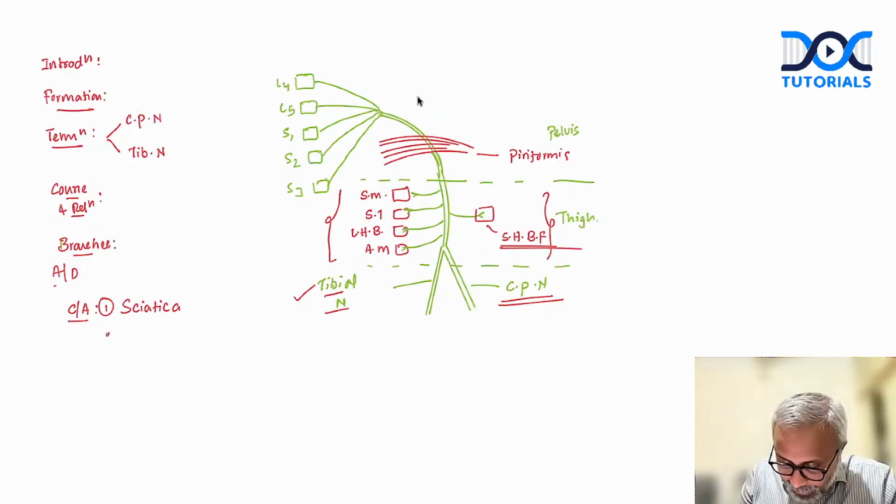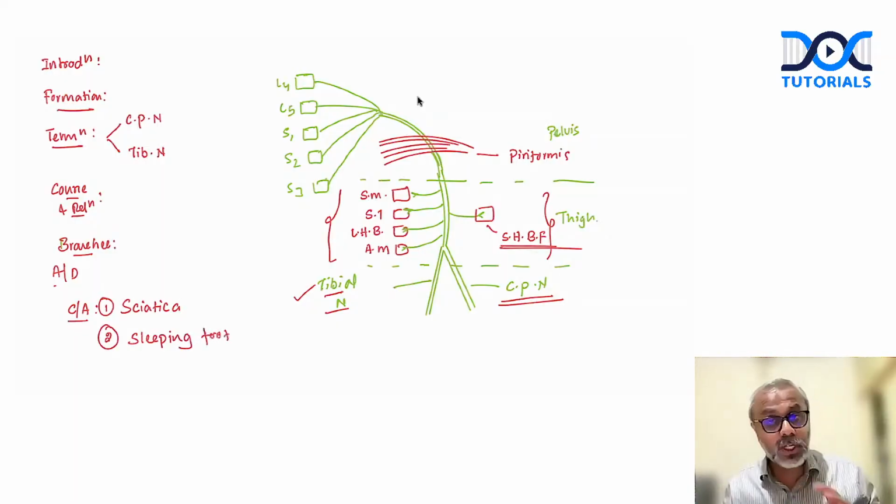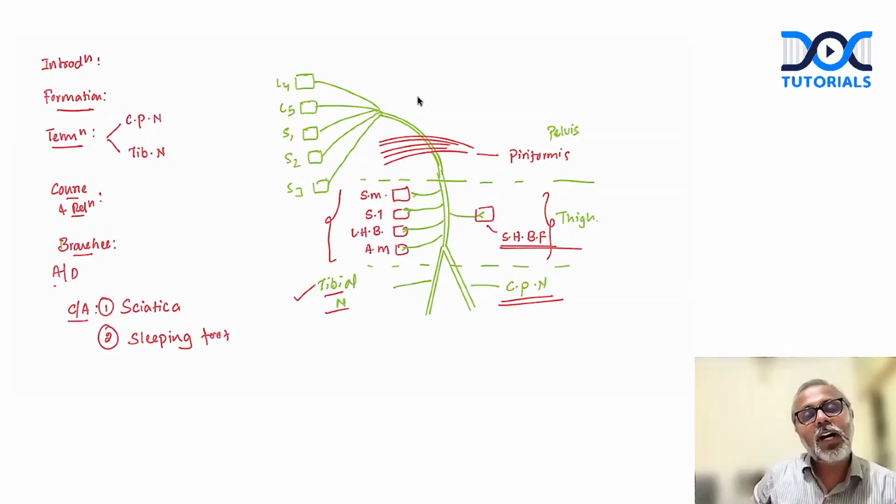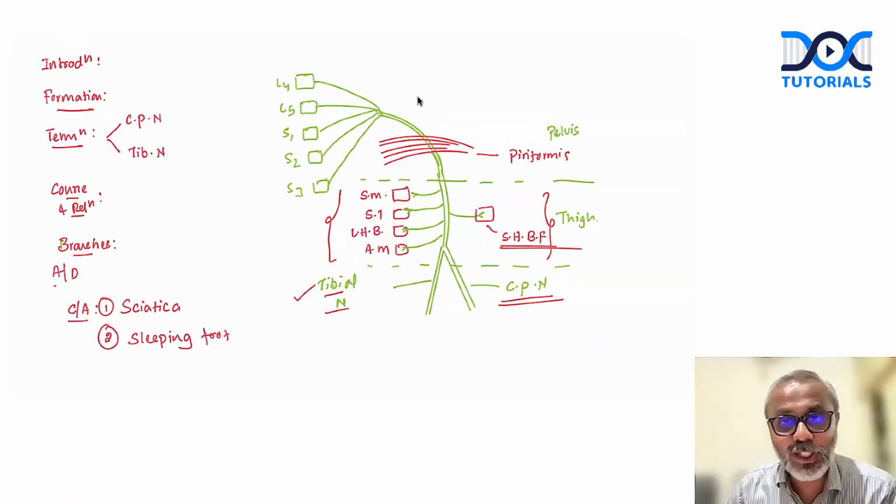Then the second important thing, talk about sleeping foot, right? So compression of sciatic nerve also leads to numbness of the lower limb, as though your lower limb does not exist. If you sit for a long time on the edge of the chair, you get the sleeping foot. So this could be written, right? So this is how we need to describe the sciatic nerve.